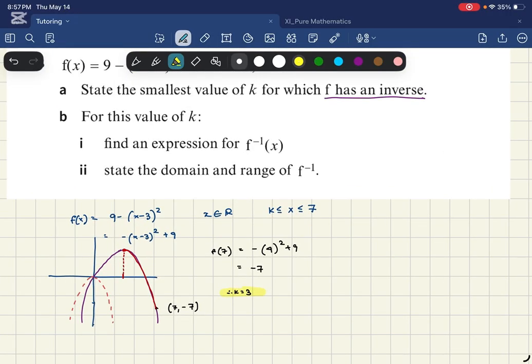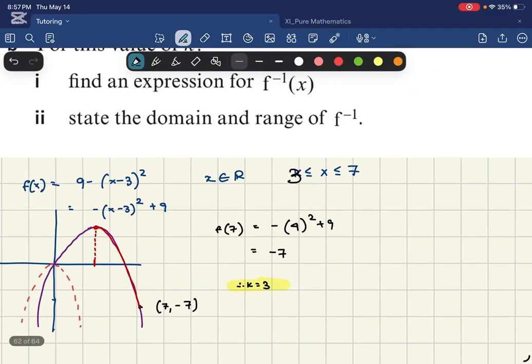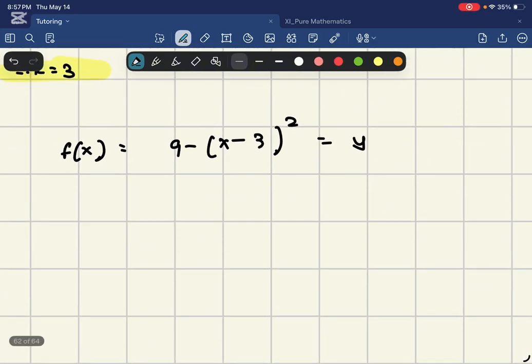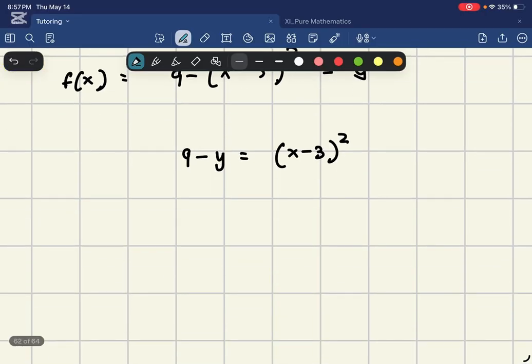And then it says for this value of k, so we know our k value, it is 3. We need to find an expression for f inverse of x. All right. So f of x is equal to 9 − (x − 3)². So let's just say this is y. And now I can write 9 − y can be written as (x − 3)², right? If I add (x − 3)² on both sides and I subtract y on both sides, I get this expression. And then I get this expression.